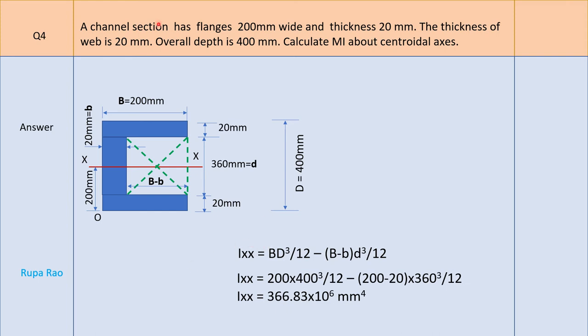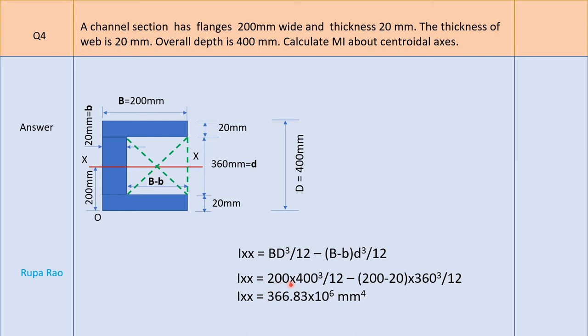Capital B is this 200, the width of flange. Capital D is the total depth of the channel, that is 400 cube divided by 12. Capital BD cube by 12. Then minus bracket open capital B is 200, small b is this width of web, that is 20, into d is this, the height or depth of this web, 360. So this is 360 cube divided by 12. Now take the calculators in your hand and do the calculations.